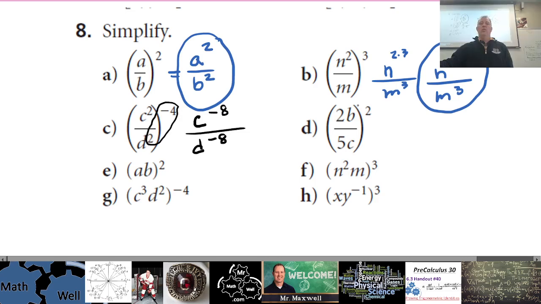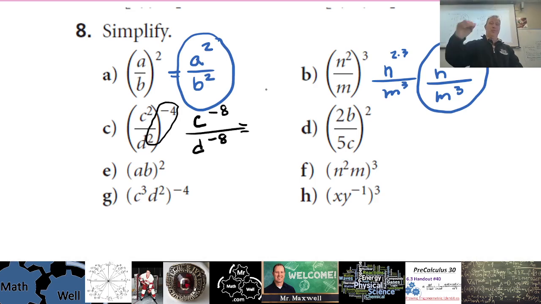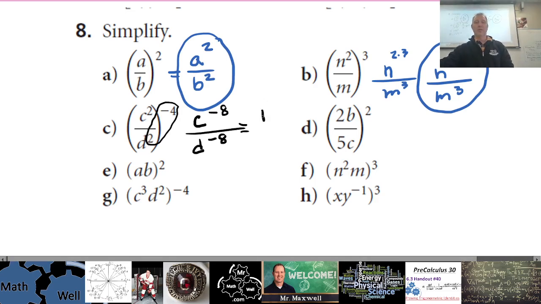So who has an idea of how I might make this a positive exponent now? Anybody? Yep. Okay, so the c to the negative 8 has to go to the bottom, and the d to the negative 8 has to go to the top. So yeah, it means the reciprocal. So it's d to the positive 8 and c to the positive 8 like this.